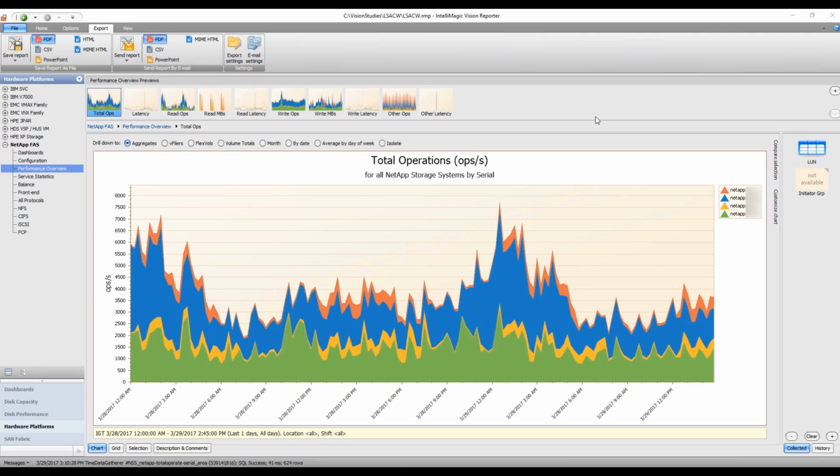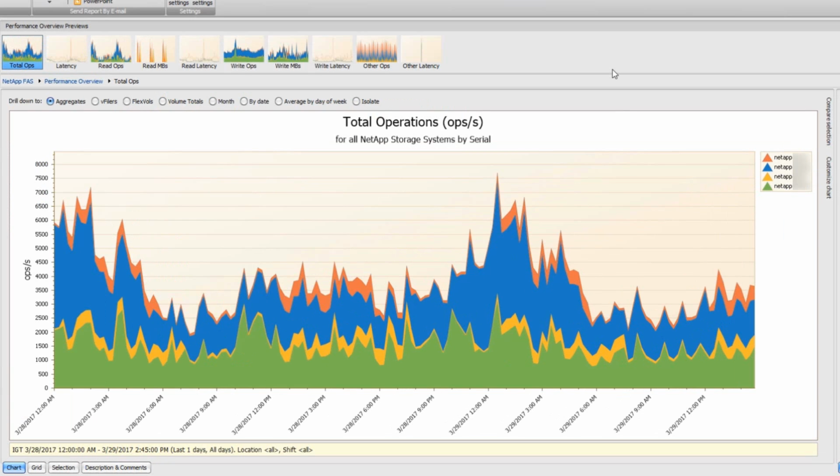The first chart that I'm looking at is the total operations per NetApp storage system. You can see this is a stacked area chart, and you can see there are two systems in this case, the one represented by the green area and the one represented by the blue area, that have the predominant workload. If I wanted to see how this workload was spread across either the aggregates, vFilers, or the FlexVols, I could do that by just changing.